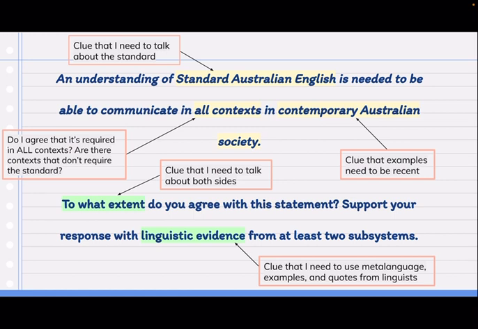And the second thing I've highlighted is linguistic evidence. That gives me a clue that I need to use meta-language, examples, and quotes from linguists. So I need to actually have my ideas supported by evidence that's based in linguistic study.